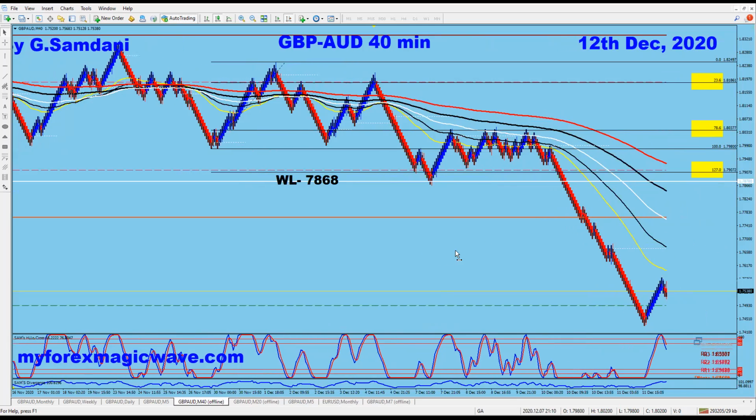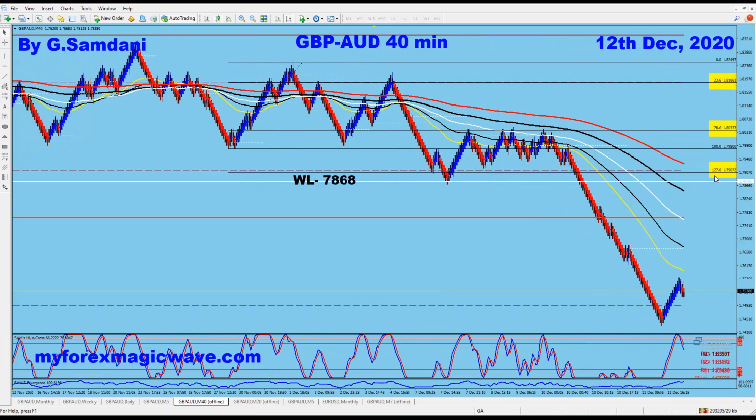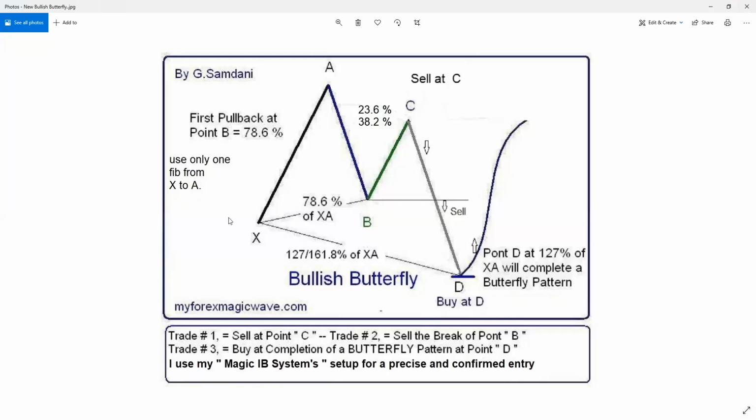127%, you can see, and let me highlight it right here. So these are the areas. And why I call this a harmonic pattern is that main diagram you can see. You pull the fib on XA, the B point has to be 78%, C 23% or 38%, and then D comes to either 127 or 161 and then bounces. So 127 was there and it was kind of bouncing, right?